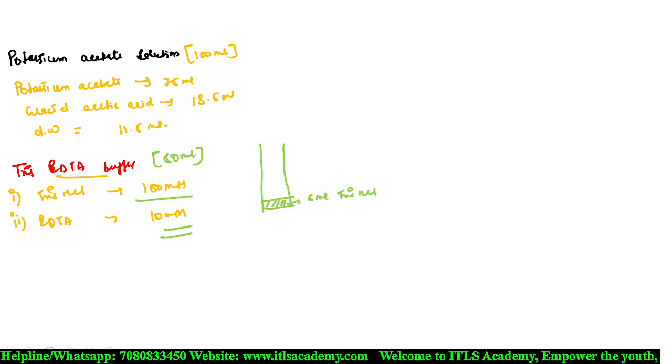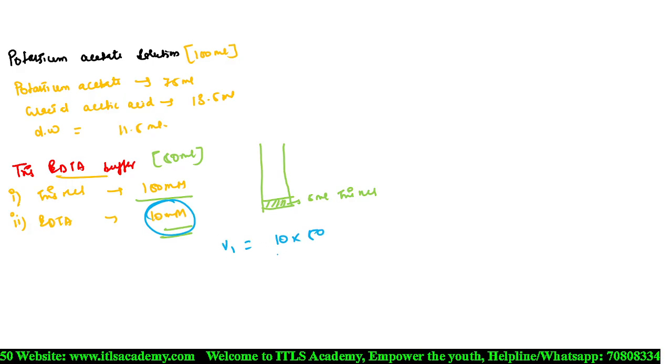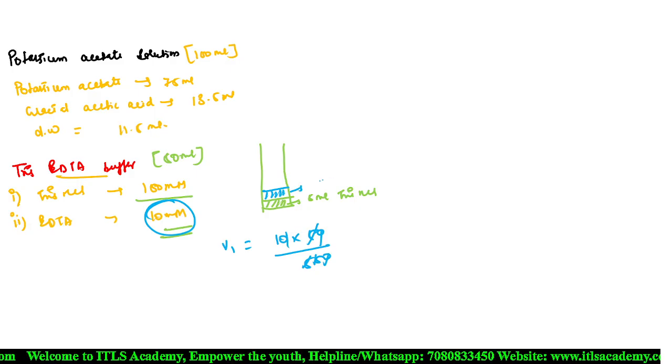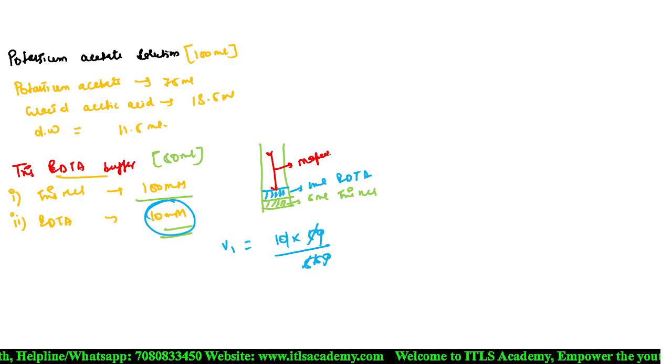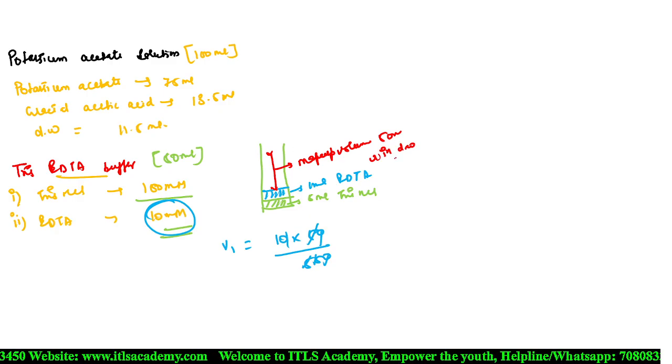This is Tris-HCl. Then calculate it for 10 millimolar. So V1 is equal to 10 multiplied by 50 divided by 500. That is 1 ml EDTA. After that, make up the volume to 50 ml with the help of distilled water.